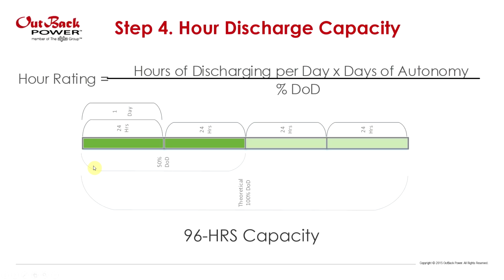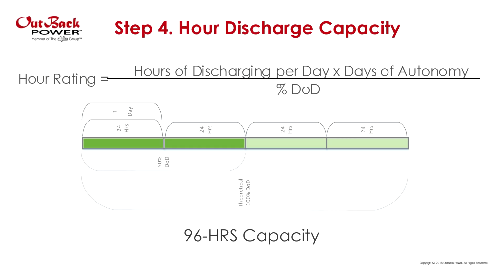If you had decided to discharge them 80%, this would look a little bit different. Our calculation would be the same, but the diagram would look different. Okay, so we decided to do 50% depth of discharge. But remember that our hours discharge capacity is the capacity that a battery has if it were to be 100% discharged over an X amount of hours.